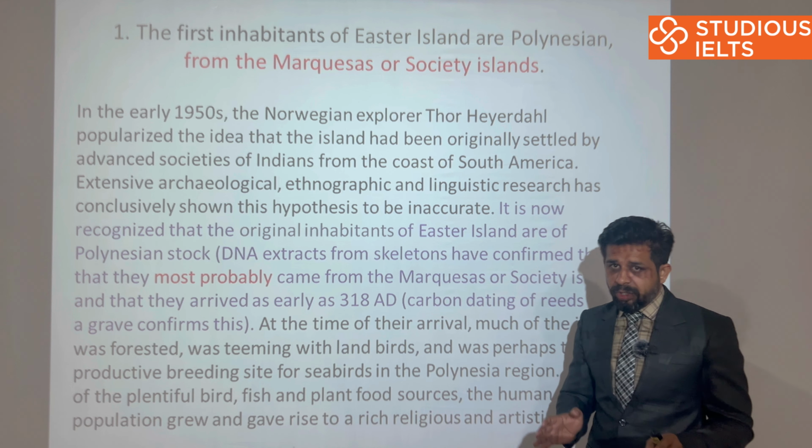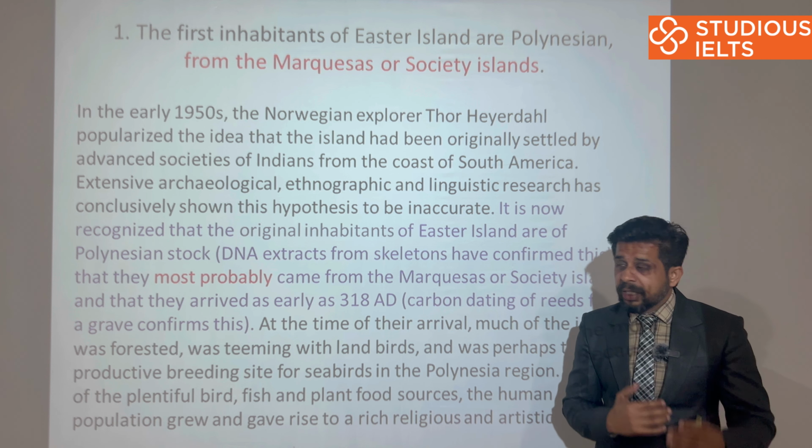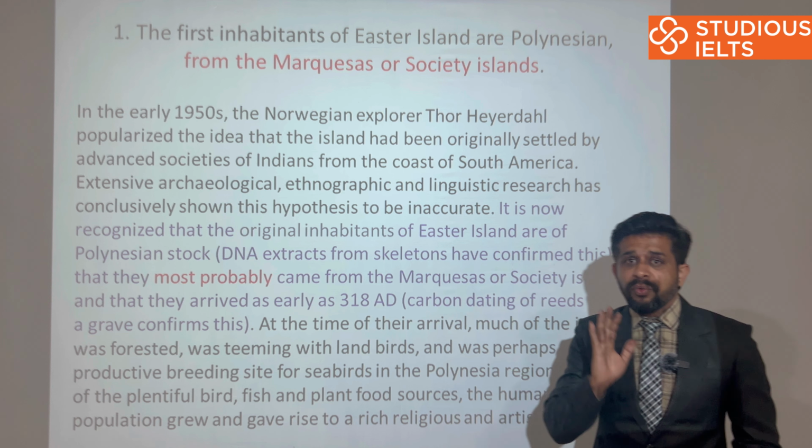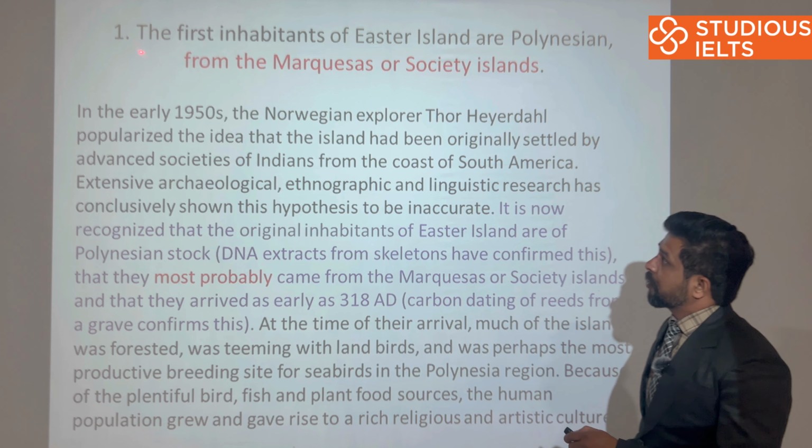Okay, as I told you, your skimming and scanning is done. You have read the passage, right? You have scanned it, you have skimmed it properly. So now we are going to find the location for our question number 1.